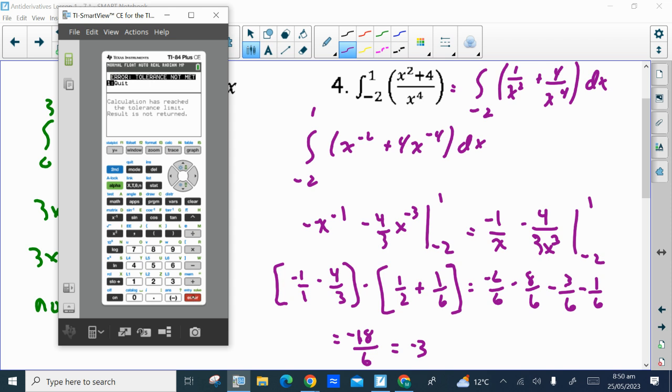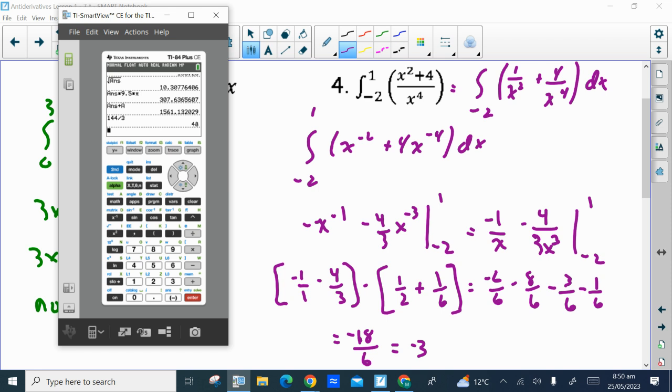So it says an error, and here's the reason why. Because within that interval from -2 to 1, you're going to have 0. And this graph cannot be evaluated continuously between -2 and 1, because 0 is a non-permissible value. Even if you simplify it, 0 is a non-permissible value.